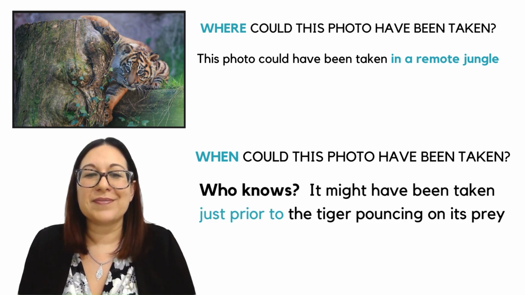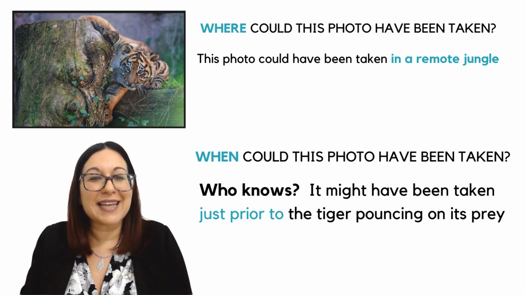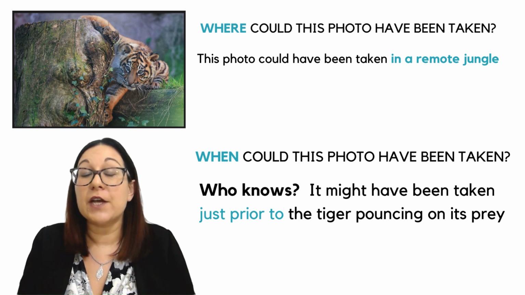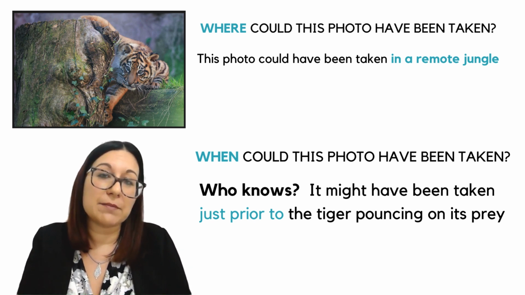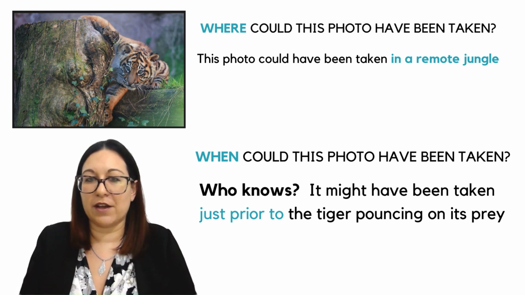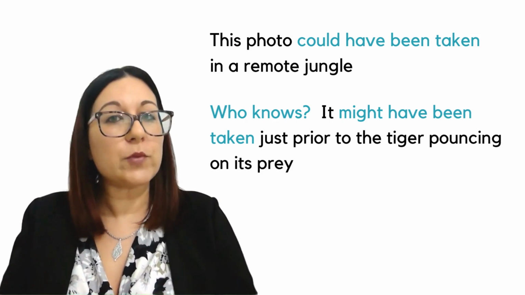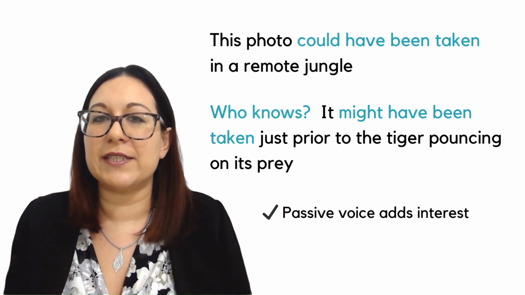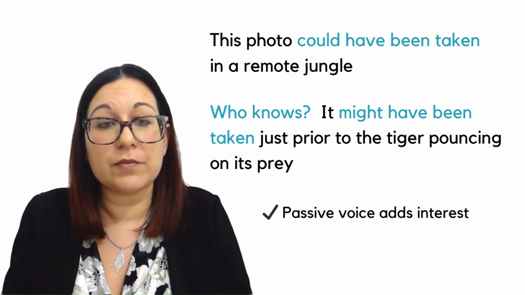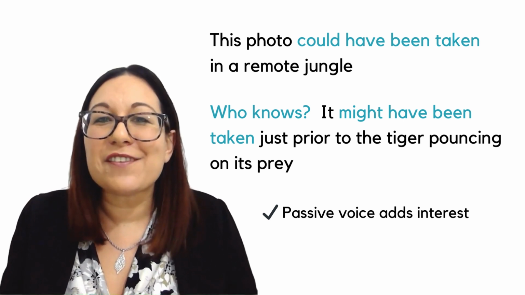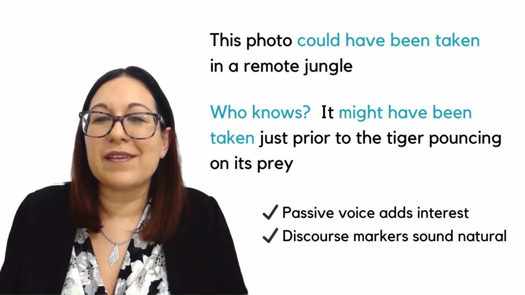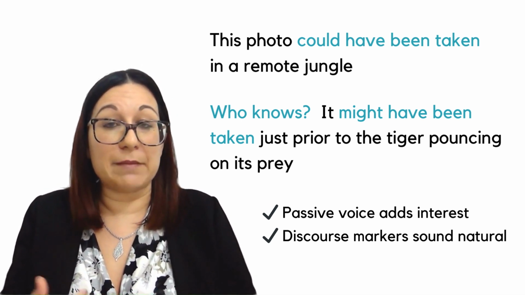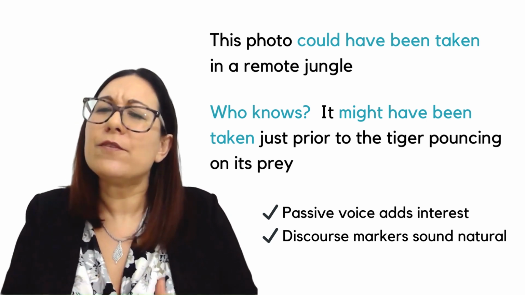Who knows? It might have been taken just prior to the tiger pouncing on its prey. Now I'm incorporating the time as well as the location of this photo. So, why do I like these sentences? They're in passive, which is always a lovely way to demonstrate that you know this structure. And it's got that really nice discourse marker. Who knows? That makes it sound very conversational. Again, I'm expressing that I'm just taking a guess, but it's more engaging.